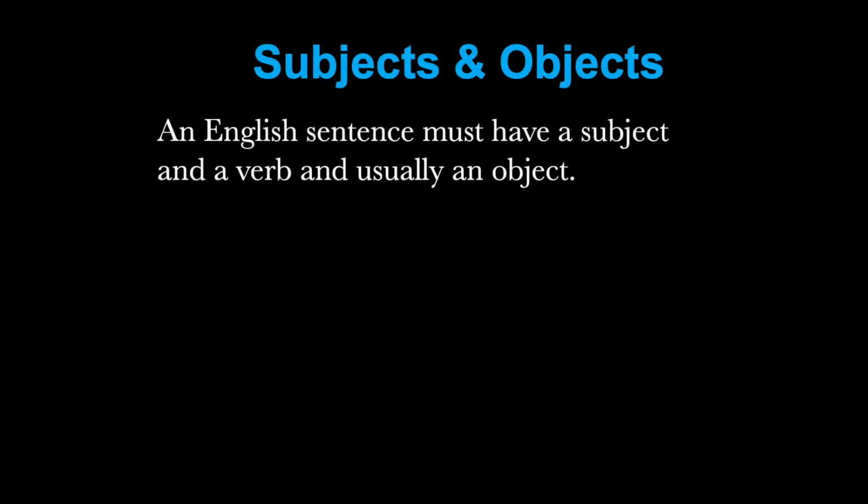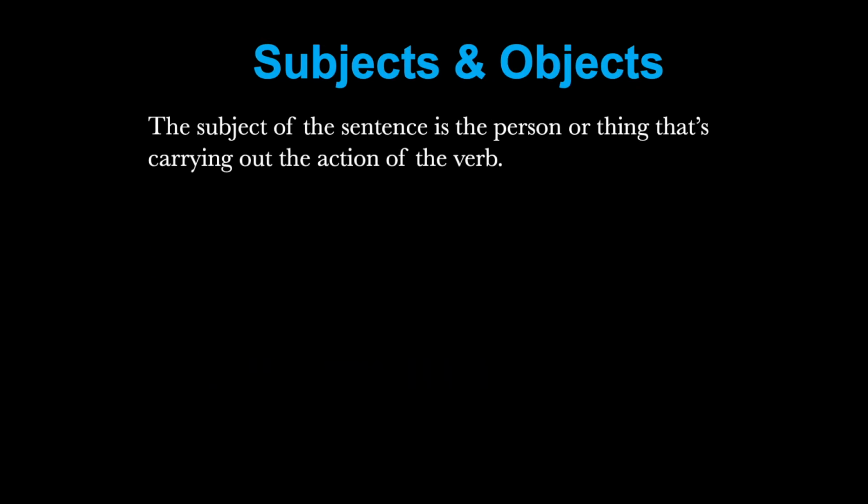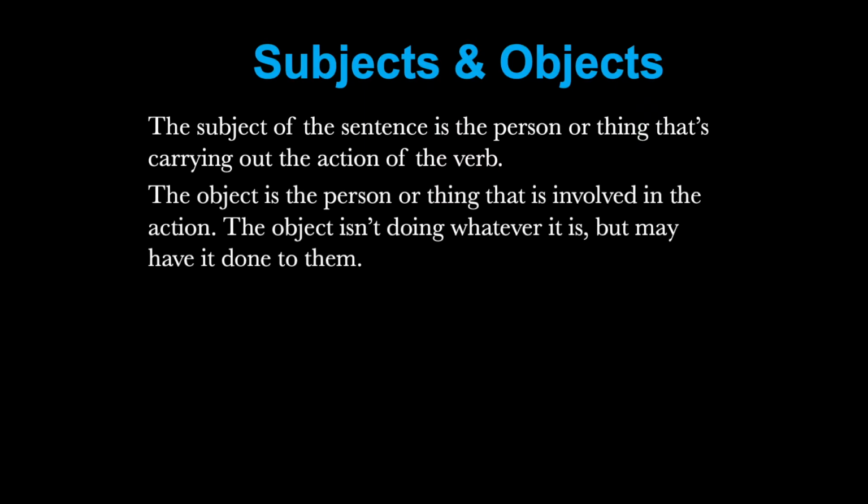An English sentence must have a subject and a verb, and usually an object. Take a look at this example. She read the book. In this case, she is the subject, read is the verb, and the object is the book. The subject of the sentence is the person or thing that's carrying out the action of the verb, while the object is the person or thing that is involved in the action. The object isn't doing whatever it is, but may have it done to them.